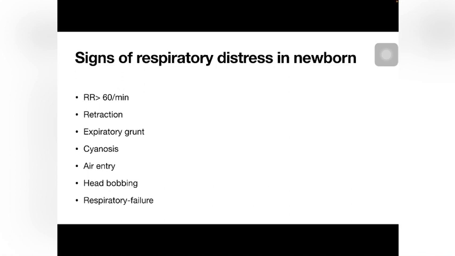So, you start examining the baby and see whether there is respiratory distress or not. To evaluate respiratory distress, there must be tachypnea, which means respiratory rate of more than 60 per minute. There should be retraction and expiratory grunt, cyanosis, decreased air entry. There could be head bobbing and respiratory failure.